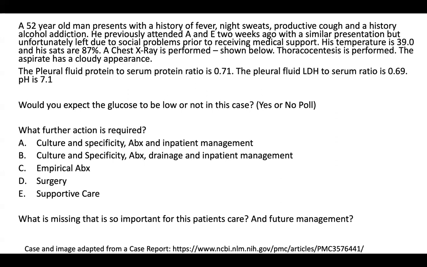Fantastic, just 20 seconds left. Five seconds.